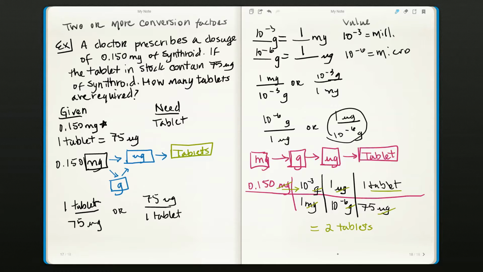Let me know if you guys have any questions. You can post in the news forum or in the social forum or send me a message through Moodle or through email, and I'll be happy to answer any questions about this stuff because I know that it's kind of a lot to take in, especially these 2 or more conversion factors part. It probably looks really confusing right now, but I promise it's not that confusing.